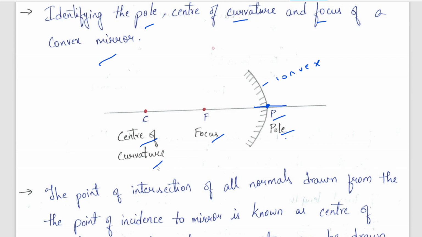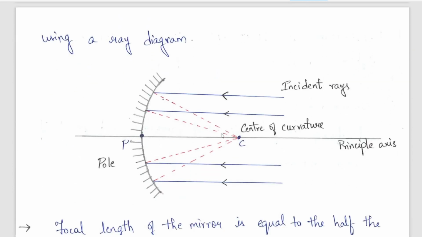Now we will learn what the center of curvature and focus are. Firstly, we will see what the center of curvature is. These blue lines are incident rays which are falling on the concave mirror, and the red lines drawn from the incident rays are called normals.